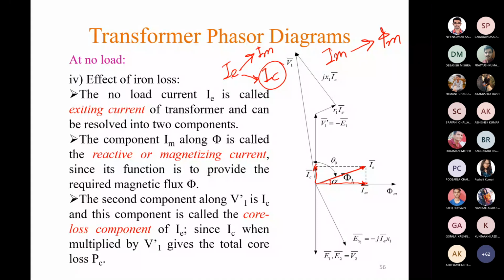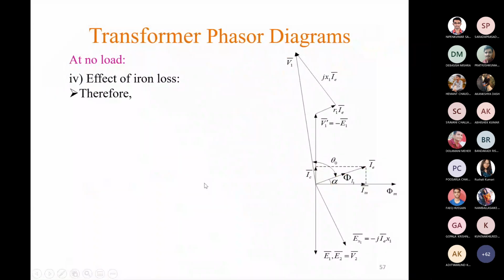We can multiply this V1 dash and IC to get the core loss. Therefore V1 dash IC is equal to PC, or IC equals PC by V1 dash. So IC is the core loss component of current, and now we can write this equation, that is IE equals IC plus IM. So exciting current is the phasor sum of IC and IM. We can also see from the phasor diagram that the resultant of IM and IC is equal to the total exciting current IE.